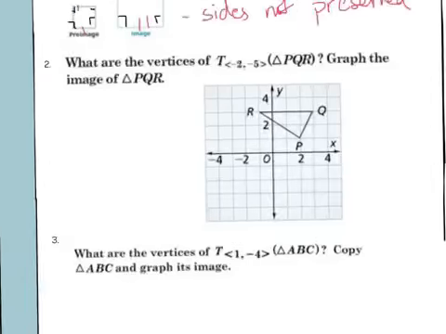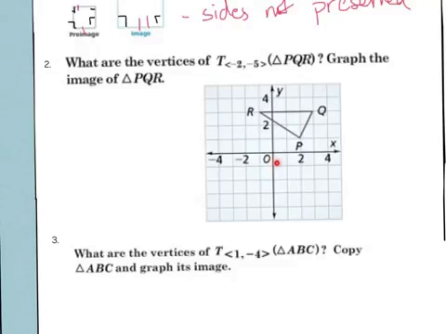All right, here we are at number 2. It says, what are the vertices of translation -2, -5? Don't worry about those little brackets. Sometimes people put brackets or parentheses. Doesn't matter. Translation -2, -5. Graph the image of PQR because they've given us the pre-image.